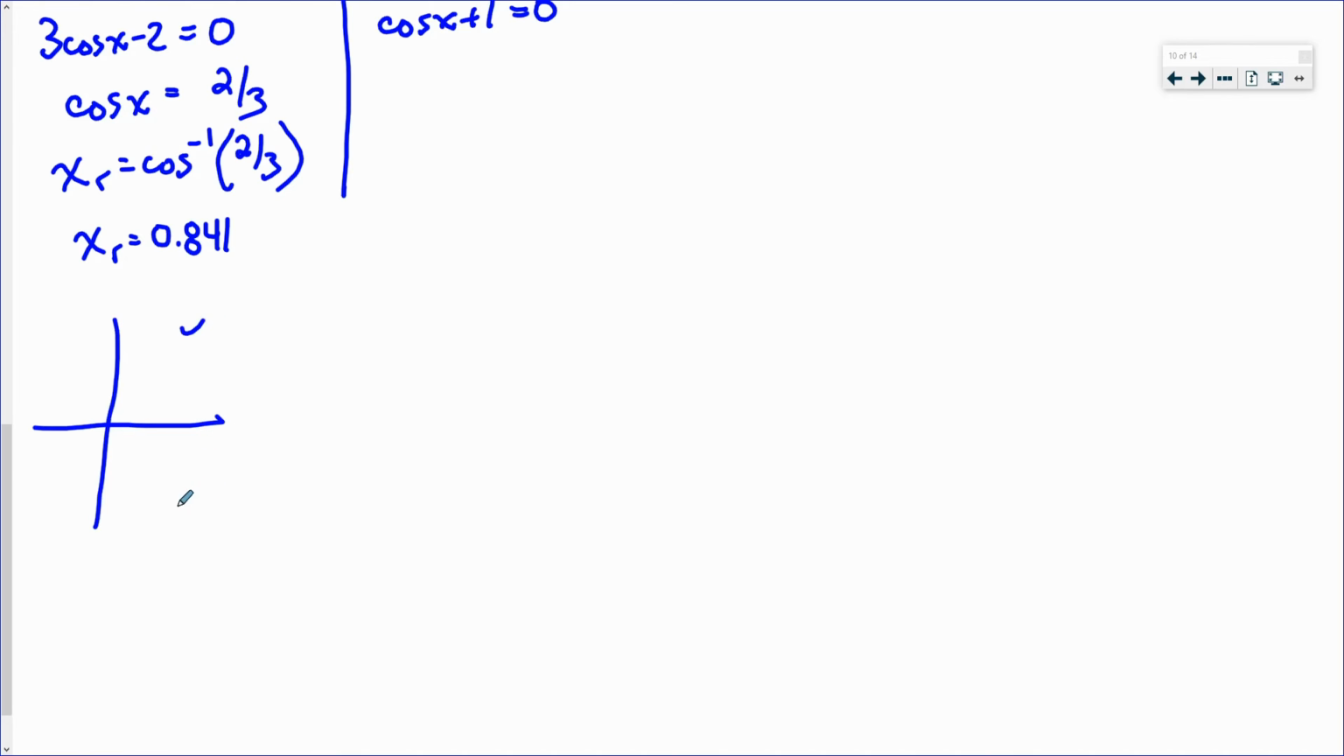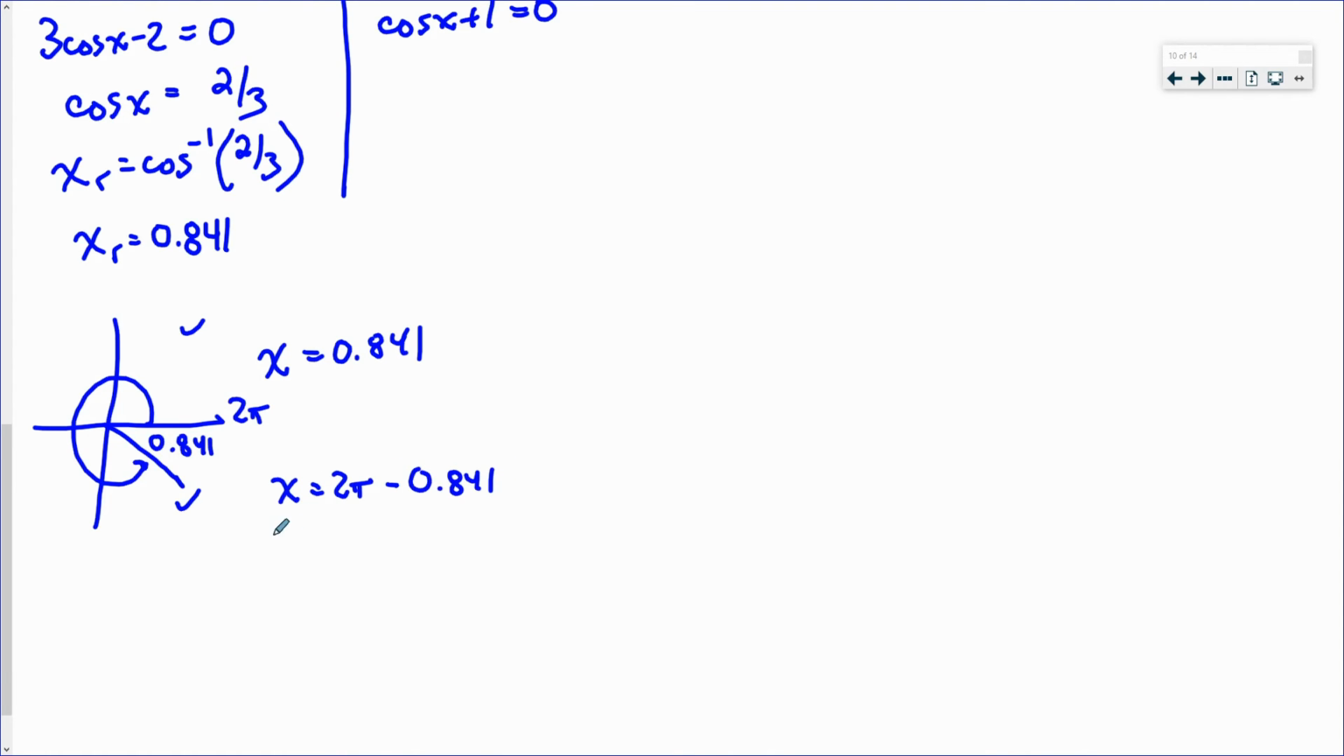Cos is positive in quadrant 1 and in quadrant 4. So one of your answers will be 0.841. Right, in quadrant 4, if you sketch that and you rotate around, this is your reference angle. We're doing this in radians, so this is 2 pi. So you can write x equals 2 pi, and then you have to subtract the reference angle. So pop that in on your calculator, and I got 5.442. So there's the two solutions on 0 to 2 pi for that branch.